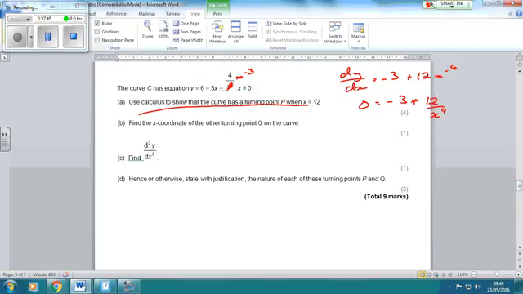Move this to the other side, so we get 12 over x to the power of 4 equals 3. Switch these two around, so 12 over 3 is 4 equals x to the power of 4. We can square root both sides, and we get x squared equals 2, and then x equals the square root of 2, which is what they've got there.